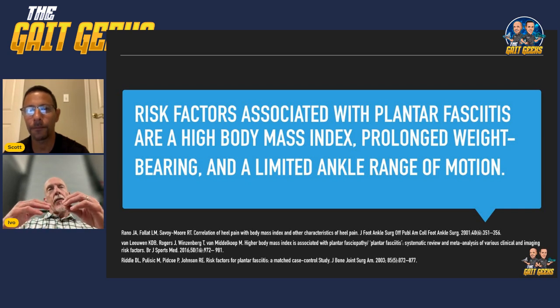Now, if the fascia is somewhat looser, then all that stress is going to get forced into the intrinsic musculature, largely abductor hallucis, but also flexor hallucis and some of the others, flexor hallucis brevis, which can cause some of that.